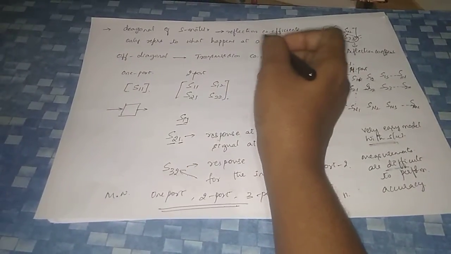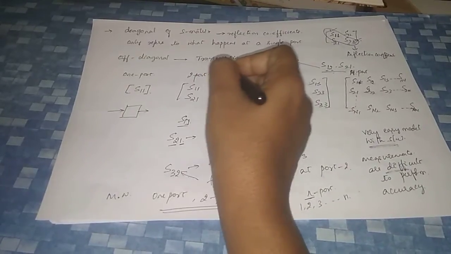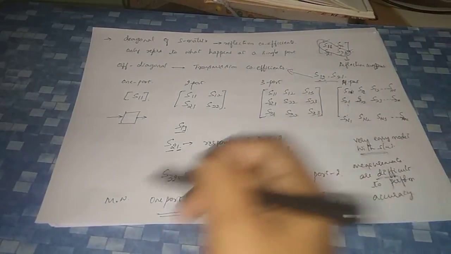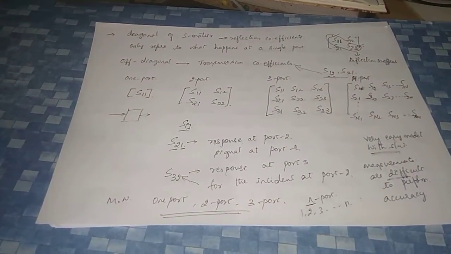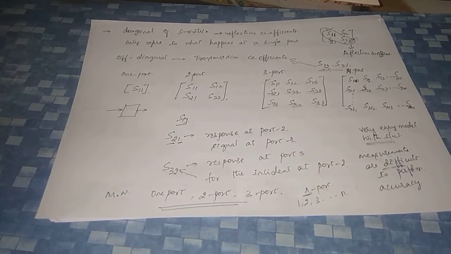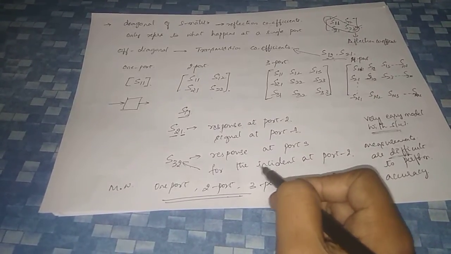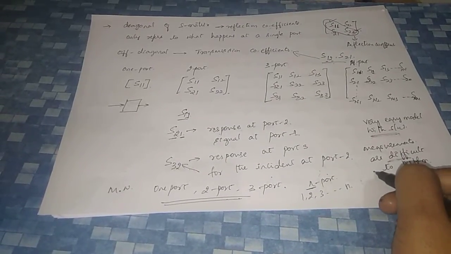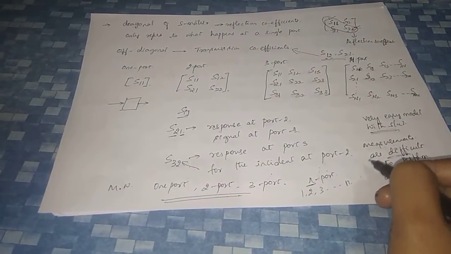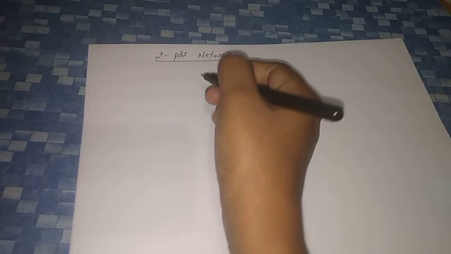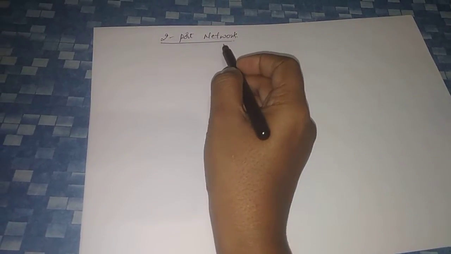And the diagonal elements represent the reflection coefficients. Off-diagonal elements represent the transmission coefficients in an S matrix. So this is what we had discussed till now. Till now I had explained the general S matrix. Now we'll consider a two port network and see how we can write it for two ports.